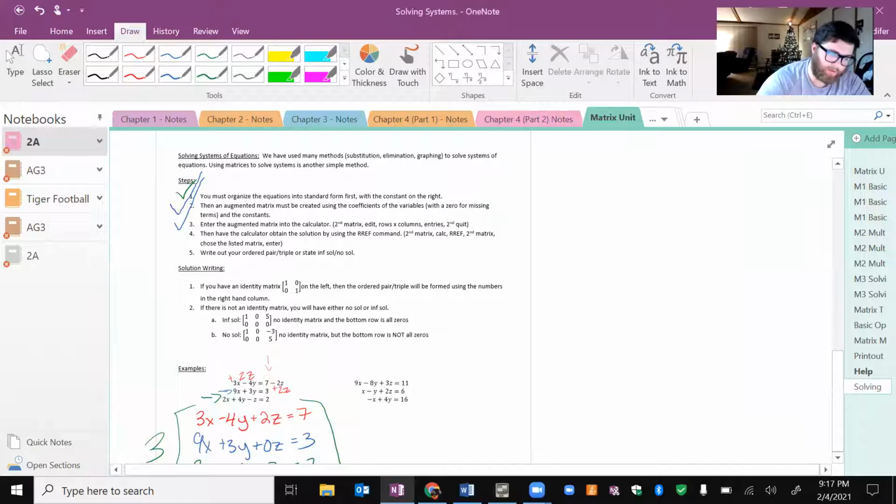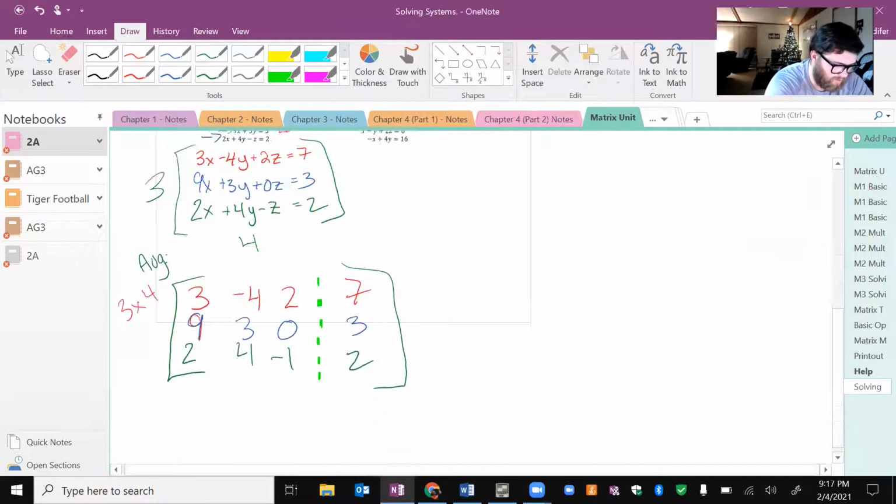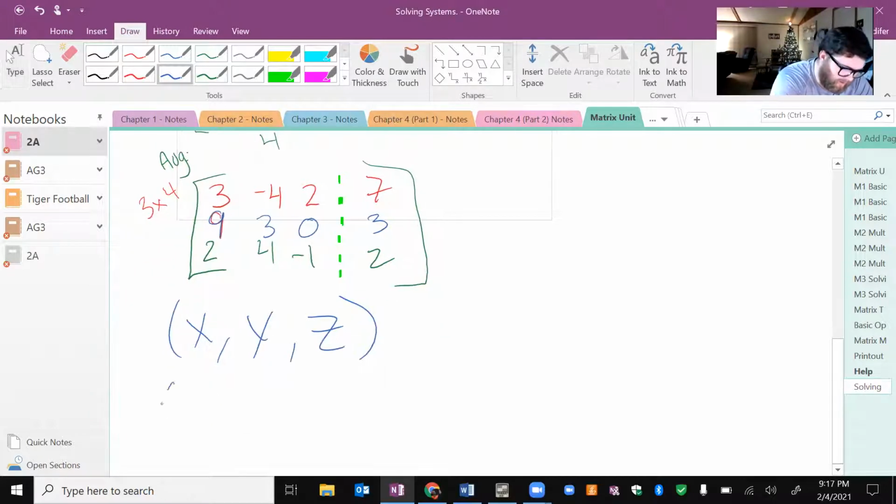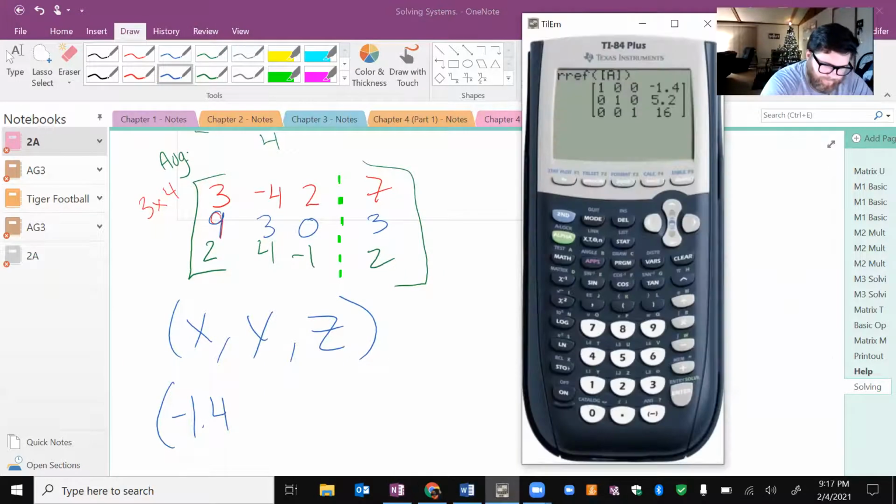So let me write it. Remember, we write it as an ordered triple. We write it as an ordered triple, so it's going to be (X, Y, Z). And my X was what? Negative 1.4. Pretty sure. Yep.